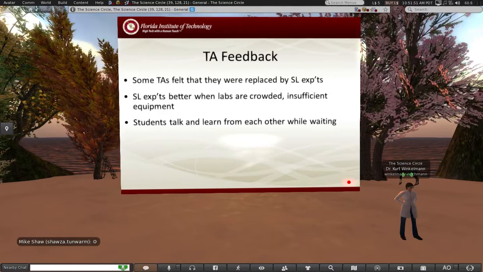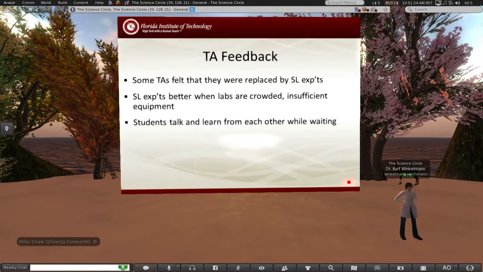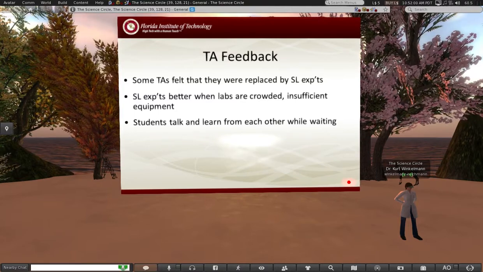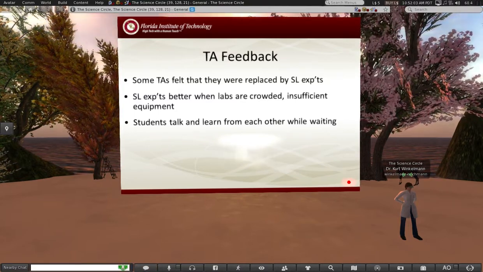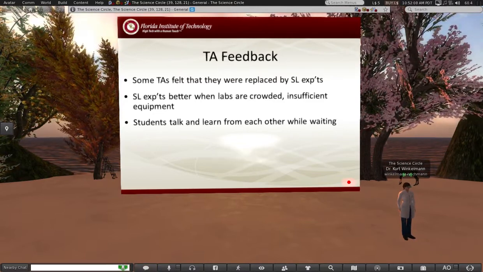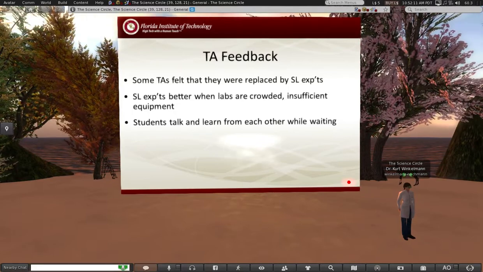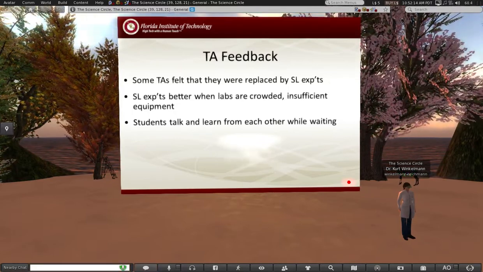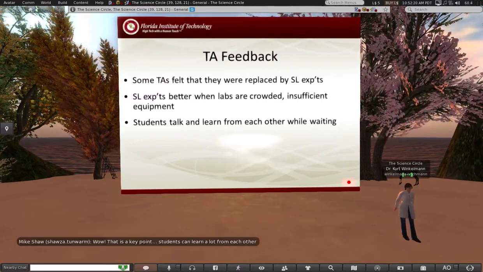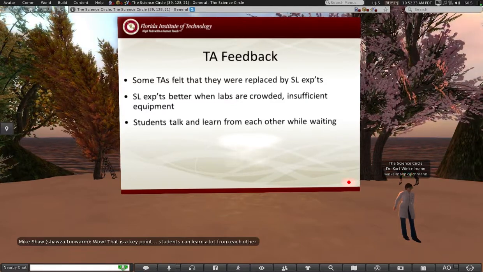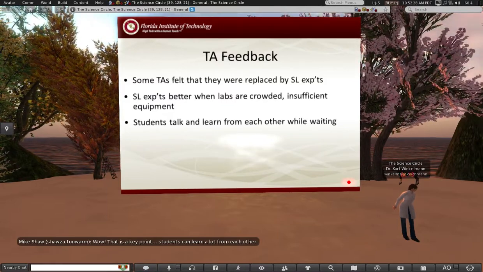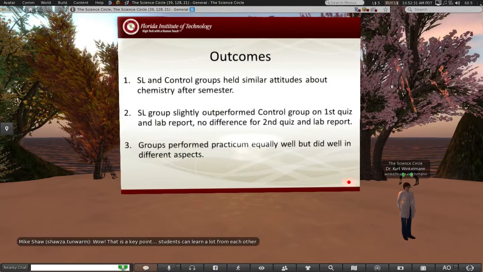The TAs actually pointed out that these students actually can learn stuff while they're waiting in line. They talk to each other. So as they're waiting in line, they ask, how did you do that part of the experiment? They would ask each other questions so that they could better understand. If you take away that time that they're forced to wait in line, then you take away that opportunity for them to chat with each other. So we thought that was an interesting point. Making the lab experience more efficient is sort of a double-edged sword.